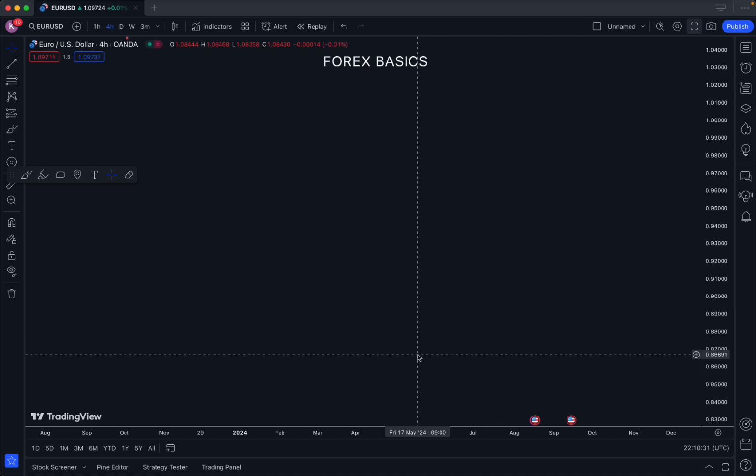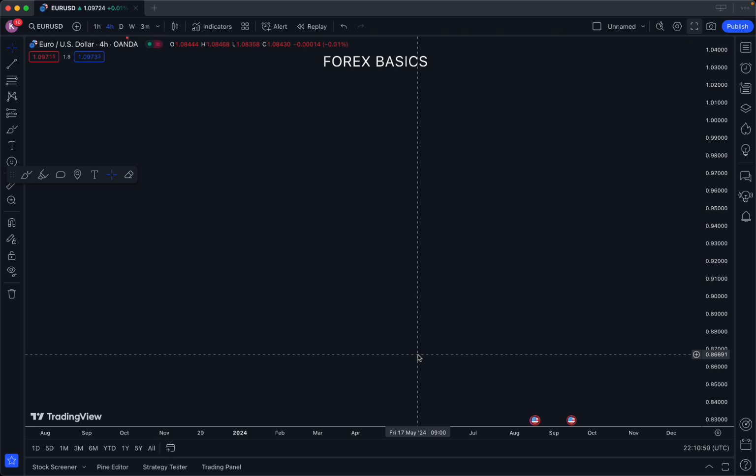Today I'm going to talk about Forex basics, that is how to calculate pip value and also the lot size of currency pairs. We've all come across the term exchange rate, but most of us don't really understand what it means. So the exchange rate is the rate at which one currency can be exchanged for another.